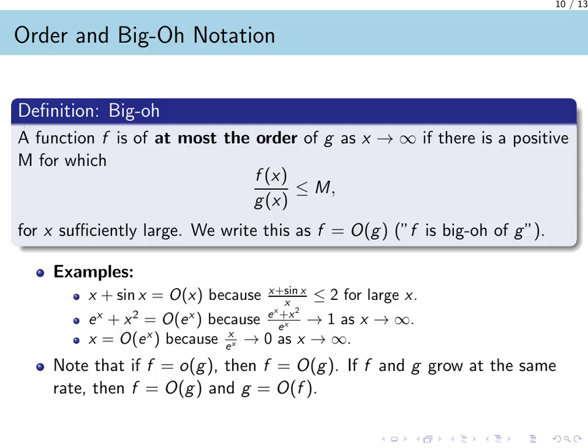This is different from little o, where the limit of the ratio must be 0. This also means that if a function f is little o of g, it is automatically big O of g as well. Likewise, if two functions grow at the same rate, then each one is big O of the other. Essentially, you can think of big O as providing an upper bound on a function's growth rate.